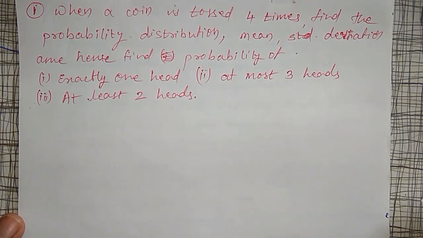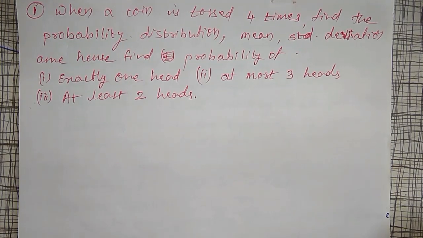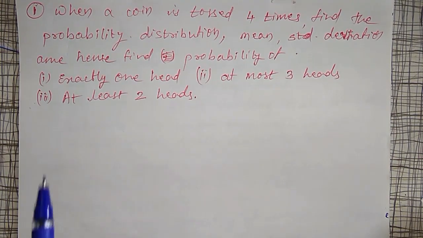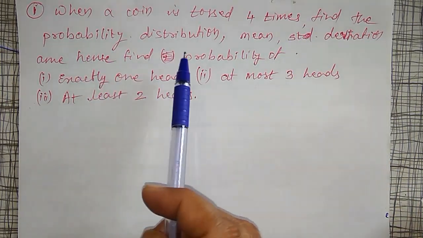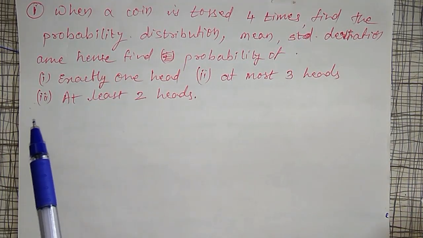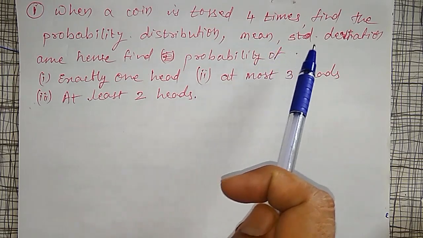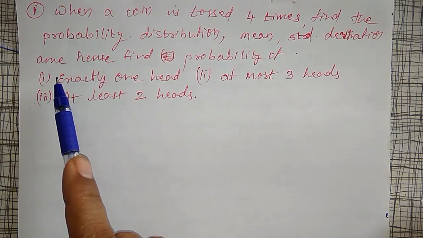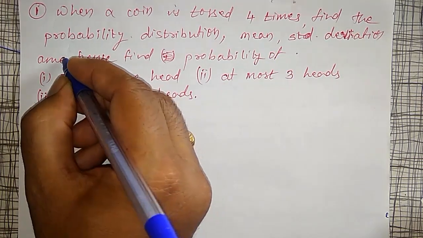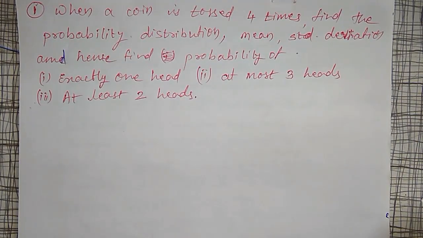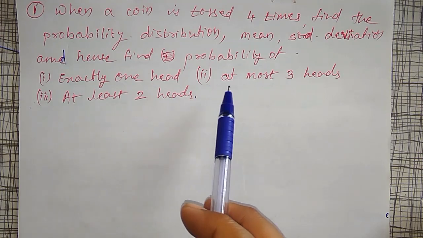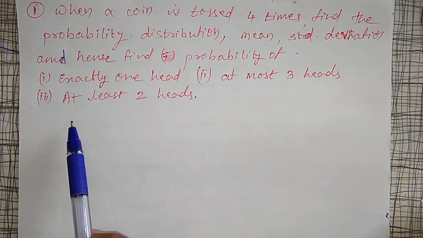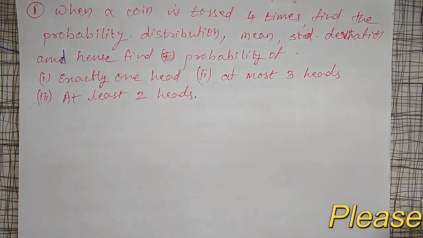Friends, let me solve a problem on binomial distribution. Let me read the problem first. When a coin is tossed 4 times, find the probability distribution. Its probability distribution we have to find out. Mean, standard deviation, and hence find the probability of exactly one head, at most 3 heads, and at least 2 heads.